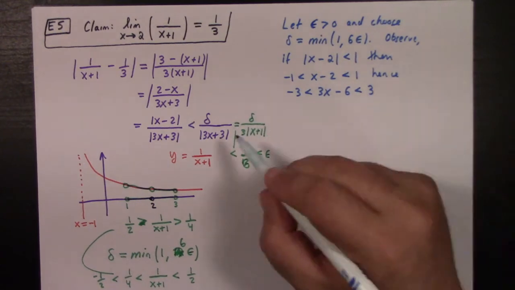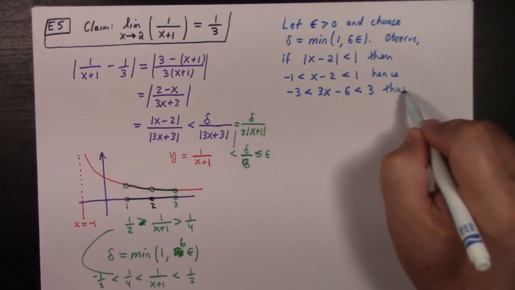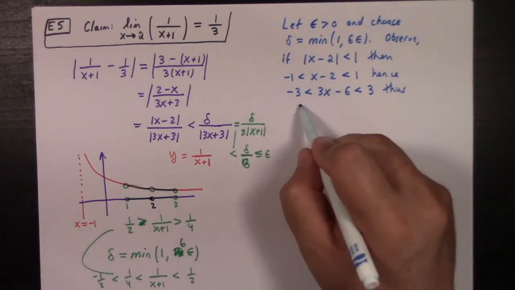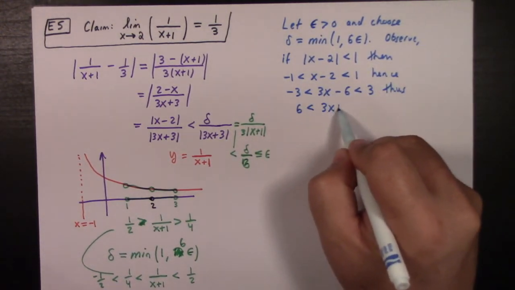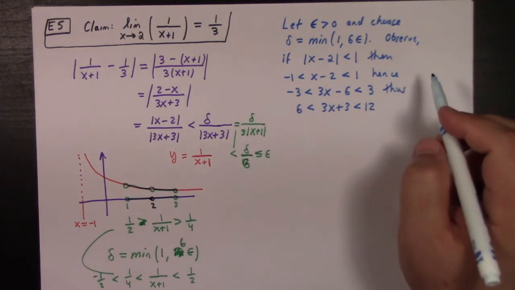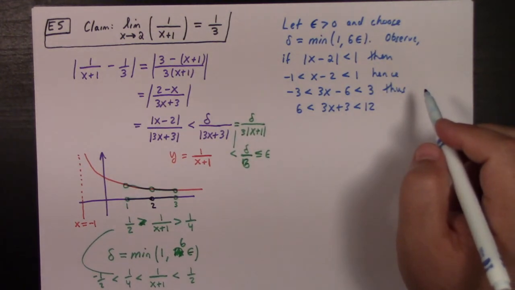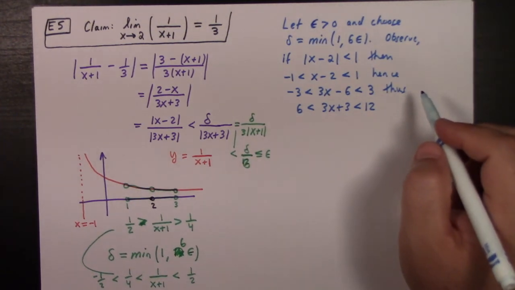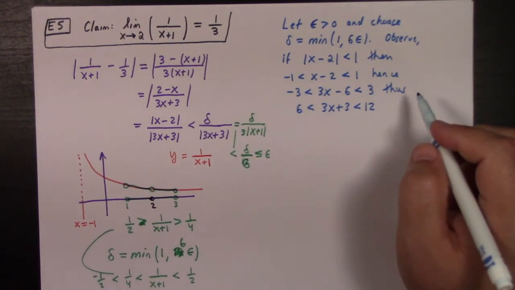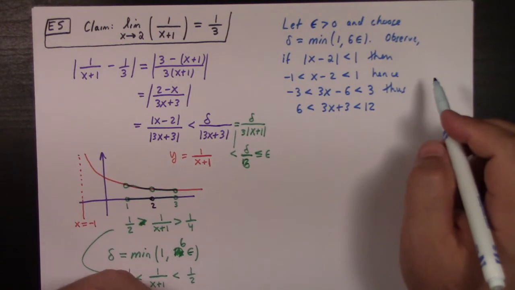I want 3x plus 3 eventually, right? So if I add 9 to this, thus, if I add 9, I get 6 less than 3x plus 3 less than 12, right? Oh man, is that 12 again? Oh, I'm sorry. I'll get with it eventually here. Sorry, guys.